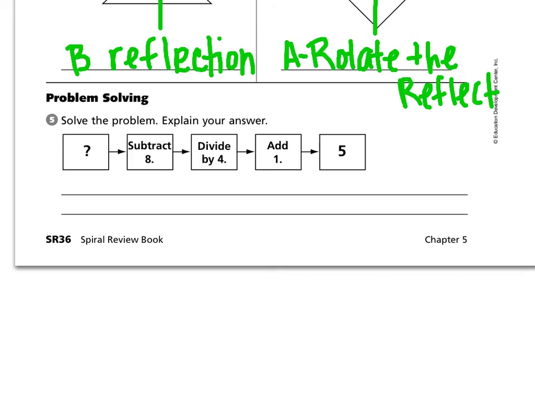For problem solving, we need to solve the problem and then explain your answers. At the beginning, it's saying that it doesn't know what the number is, but it knows everything else. So what you want to do here is work backwards.